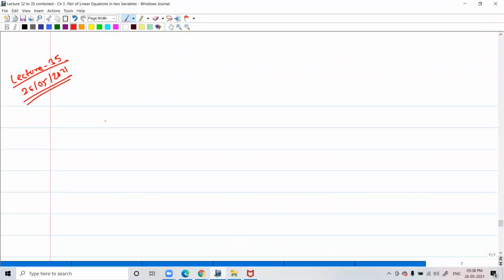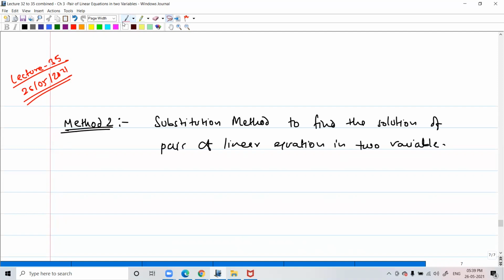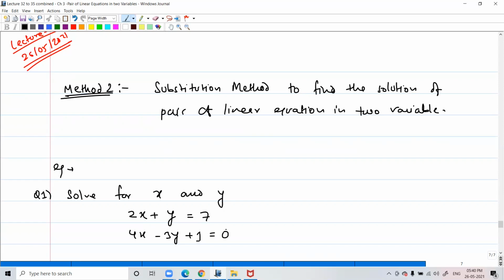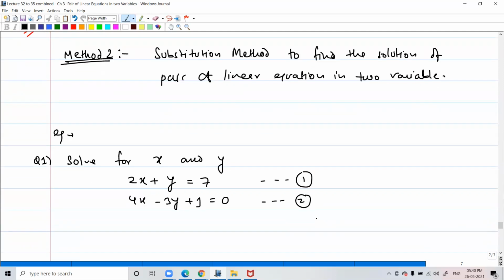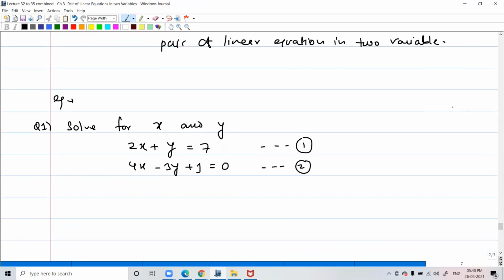So like I said, today we are going to learn the second method, the substitution method. Let me pick some example, hold on. Okay, so these are my two equations, equation 1 and equation 2. I can solve them using so many different methods. One of them will be the graphical method. Second one would be elimination method. Now, today we are going to do it using substitution method.